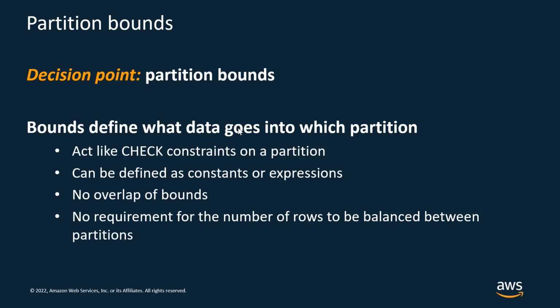You don't need to worry about defining bounds to balance data across partitions. It's perfectly fine to have a partition that has more rows and another partition with fewer rows. Partition bounds cannot overlap. You will receive an error if there is an overlap.